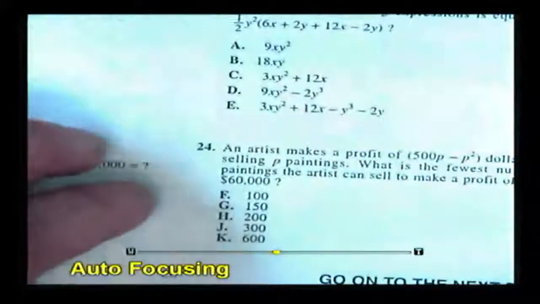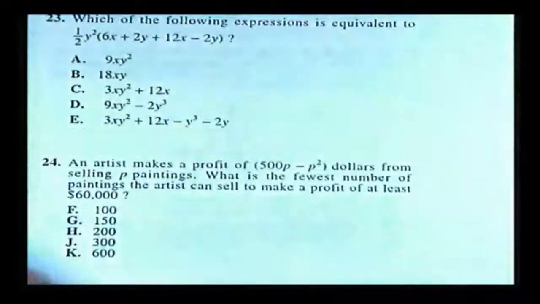We have a problem from the pre-test that I sent, if any of you have had an opportunity to take a look at it. Problem number 24 on the test looks like this. It says here, an artist makes a profit of 500p minus p squared dollars from selling p paintings. What is the fewest number of paintings the artist can sell to make a profit of at least $60,000?